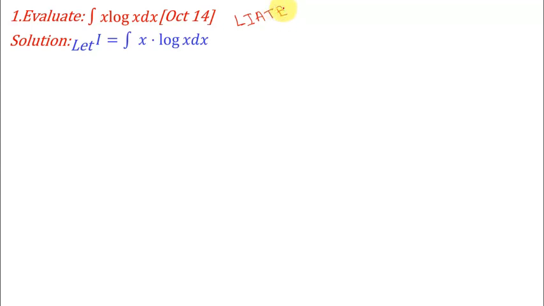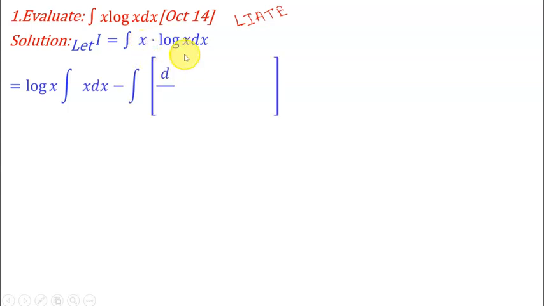Okay. Now the integral I is equal to x into log of x. Now what is our LIATE rule? What is the first function here? The first function: the L means what? Logarithm. A means what? Algebraic.